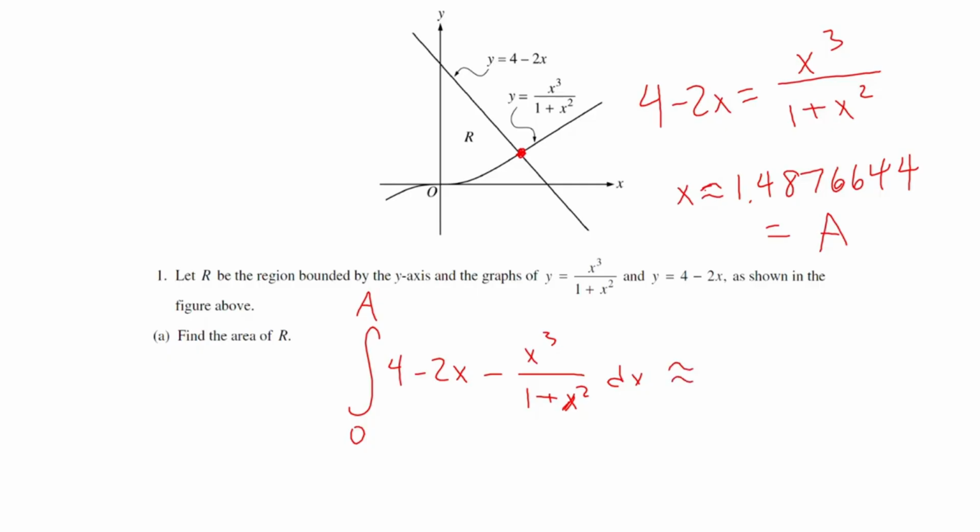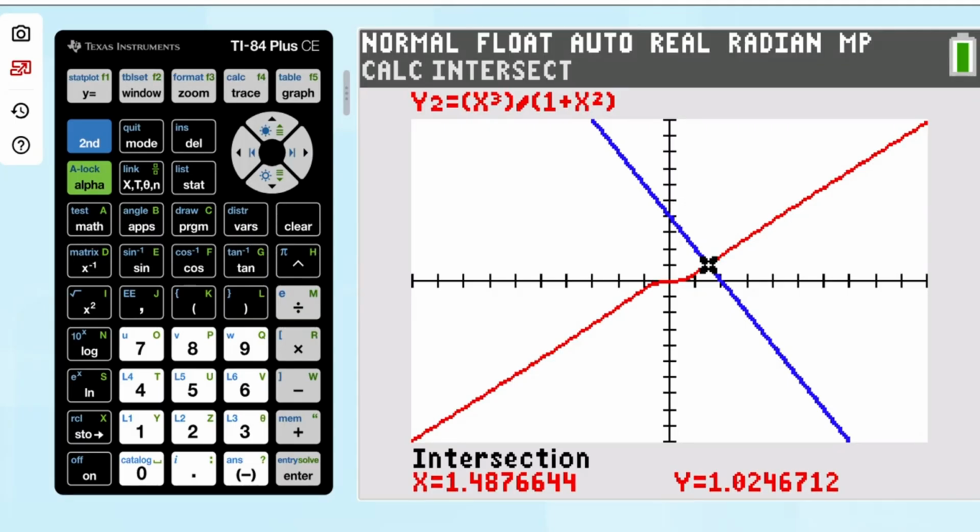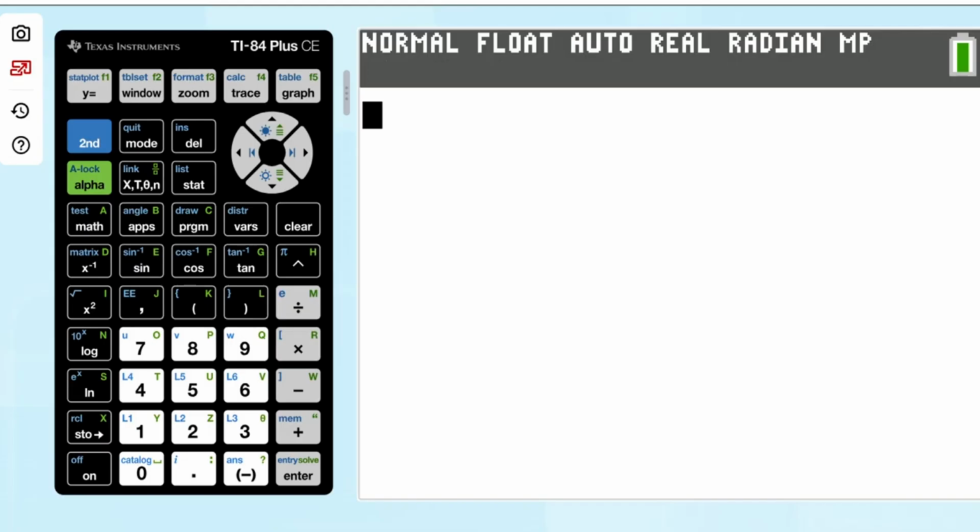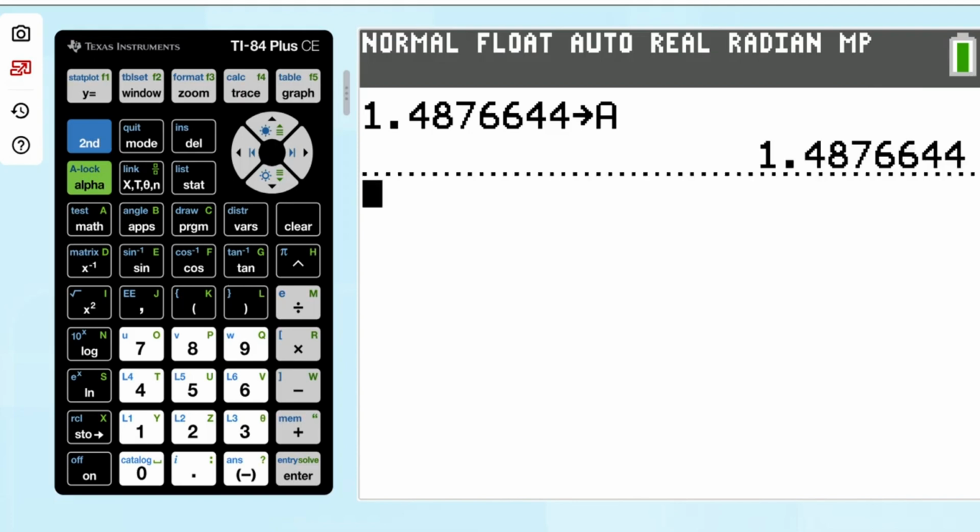And so we'll go back to our graphing calculator here. And I have a feeling we're going to need to use that A value again. So what I'm going to do is just type that number 1.4876644 once, and I'm going to hit STO with the arrow and store it as alpha, and then the math button, which is A. And now I can just type in A each time instead of having to retype that whole number.